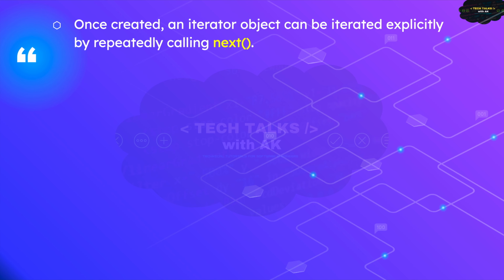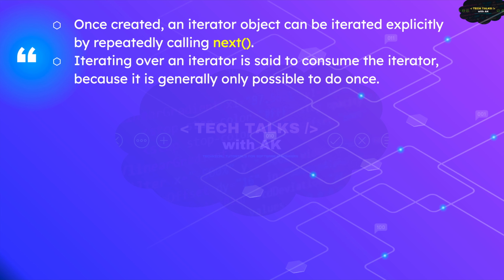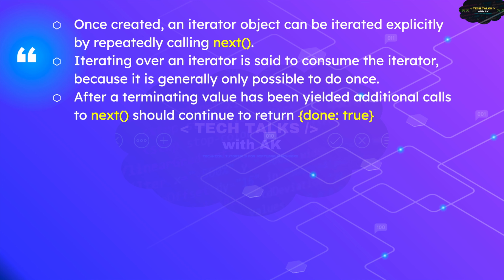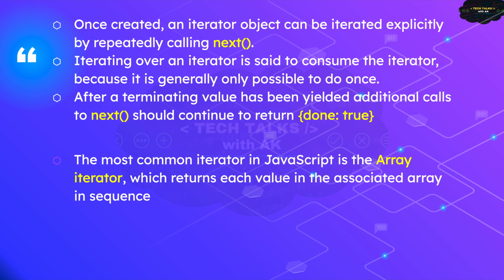Once created, an iterator object can be iterated explicitly by repeatedly calling the next method. Iterating over an iterator is said to consume the iterator because it is generally only possible to do once. After a terminating value has been yielded, additional calls to the next method should continue to return done equal to true. The most common iterator in JavaScript is the array iterator, which returns each value in the associated array in sequence. Let's look at the example.